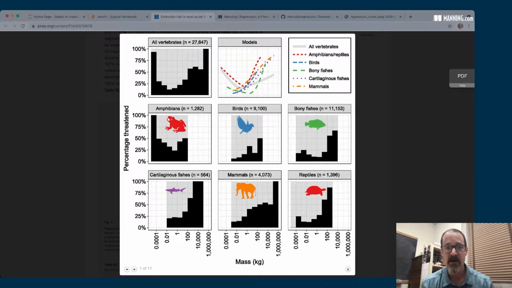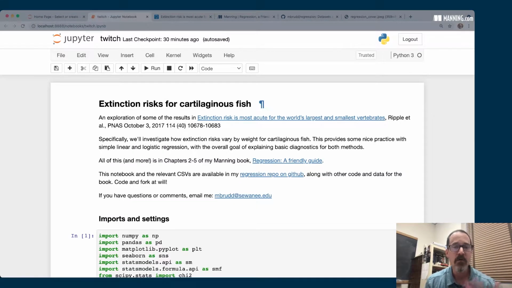So this paper covers lots of classes of vertebrates, not just fish, not just these kinds of fish. But we're only going to pick this one part, and we're going to reproduce that curve and talk about how to assess that curve. That's the goal. So the overall goal for this case study is to talk about diagnostics for regression: the coefficient of determination for linear regression, what it means, what it doesn't mean, and then versions of that for logistic regression and binary classification.